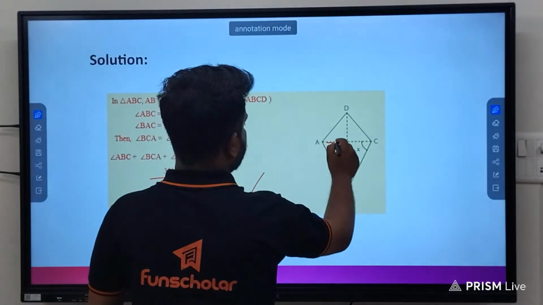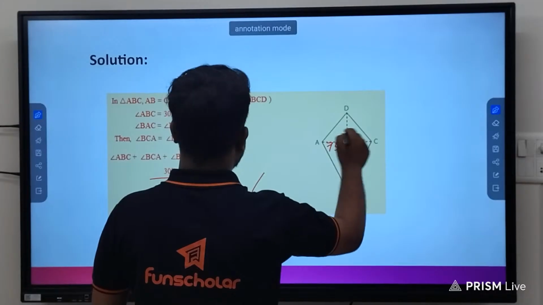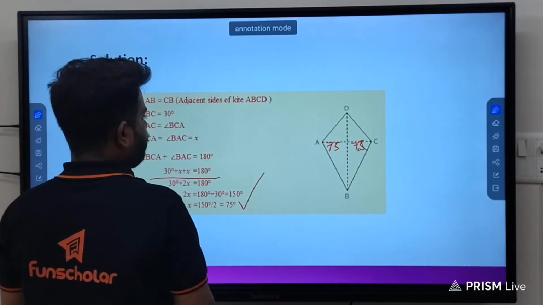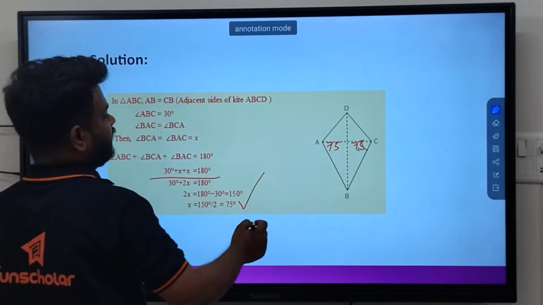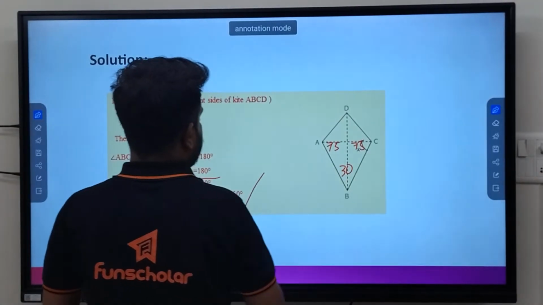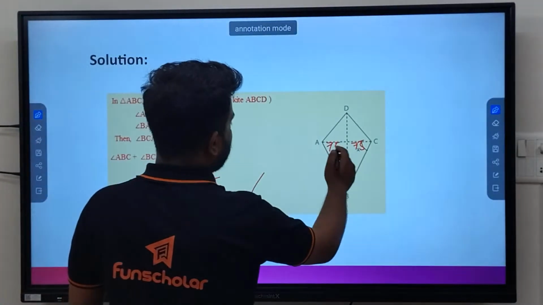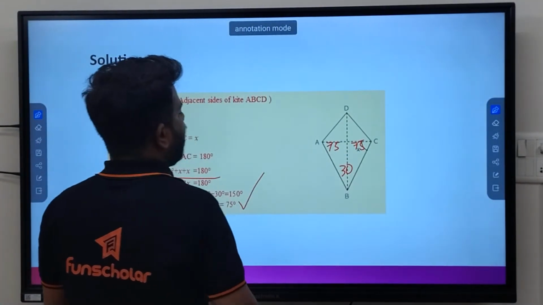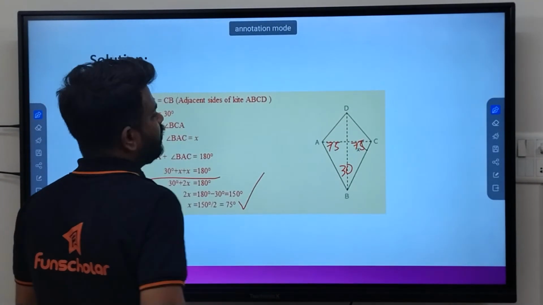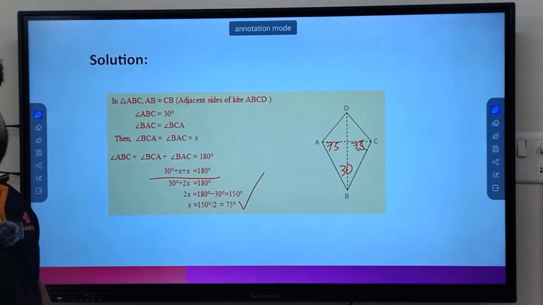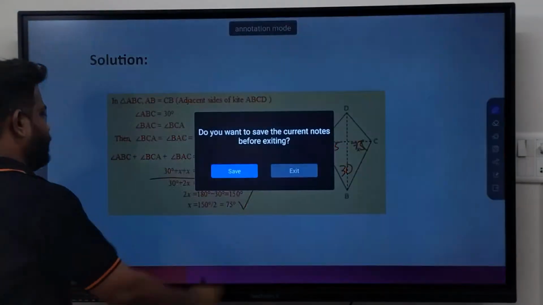And if you want to check whether it is 75 or not, ABC, this one is 30, so they are making 180, and if this is 180, this will also be 180 to make this 360 degrees.